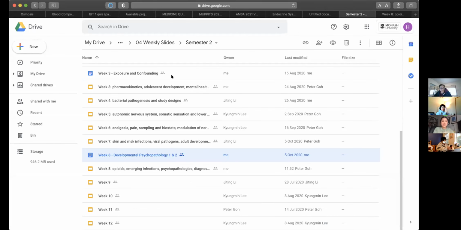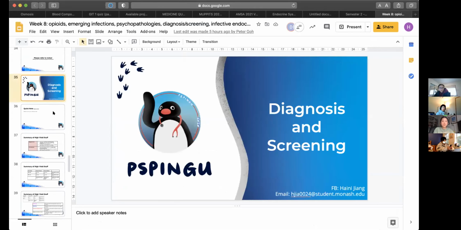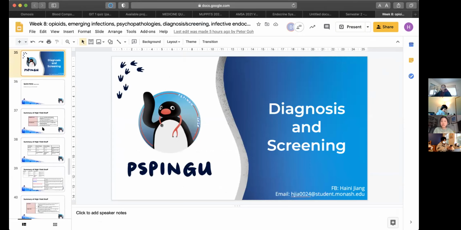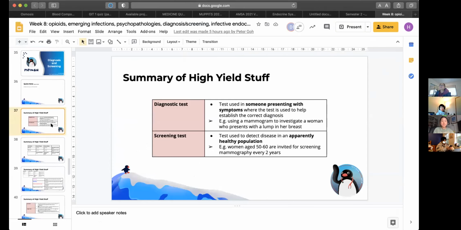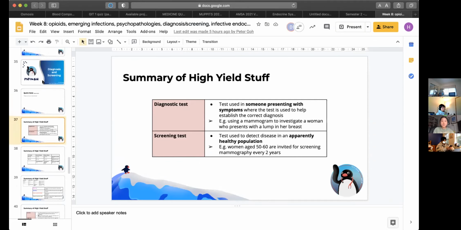Okay. And now I'm going to move on to diagnosis and screening. Once again, there are also notes for this. I have put a summary of the really top high yield stuff in the slides. But yeah, go through them in the notes. Feel free, because I've kind of rushed through today. If you have any questions, feel free to just message me if you want more detail or if you want to clarify anything.